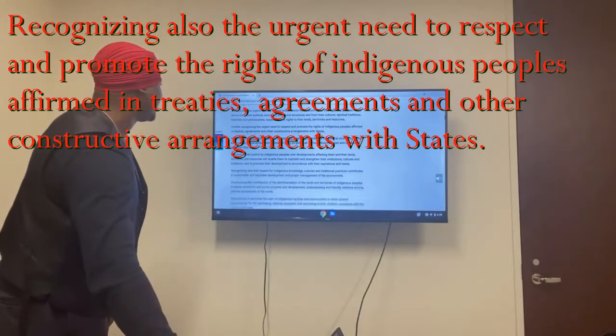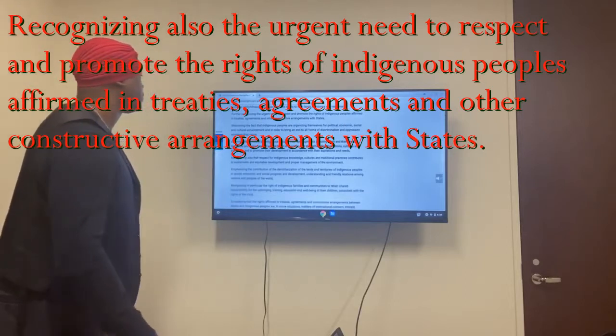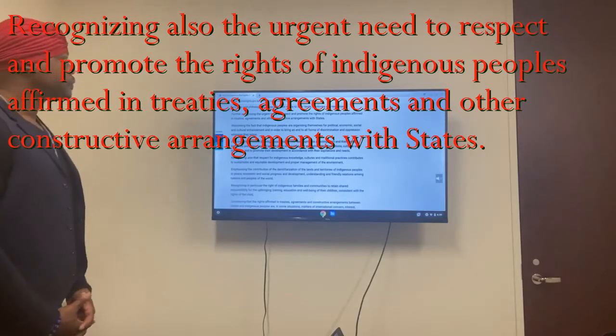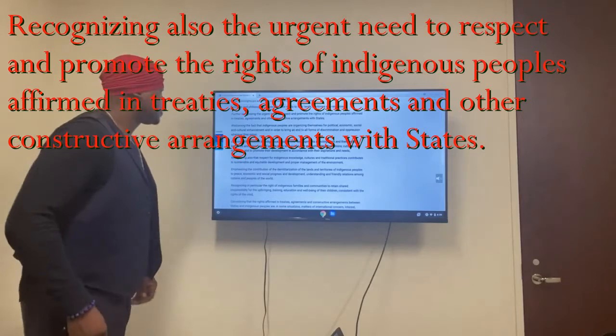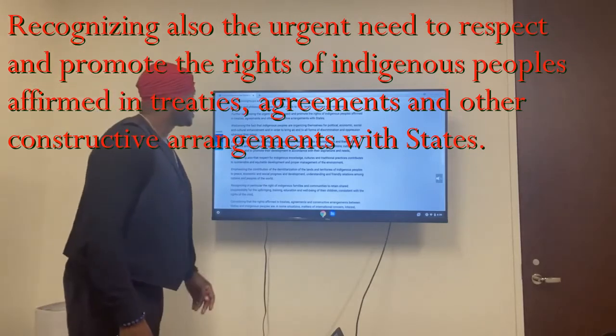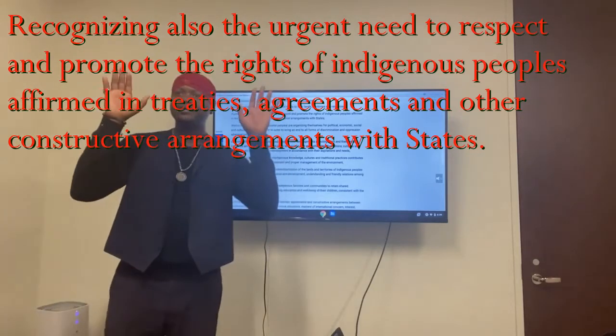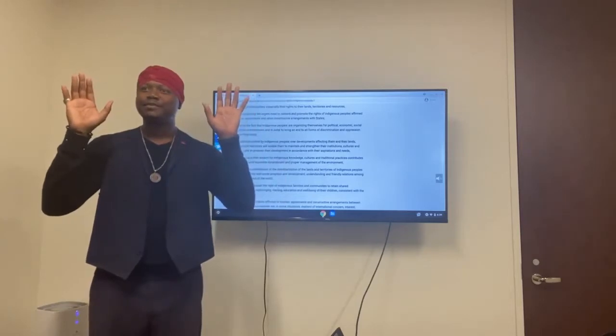Further recognizing the urgent need to respect and promote the rights of indigenous peoples affirmed in treaties, agreements, and other constructive agreements with states.